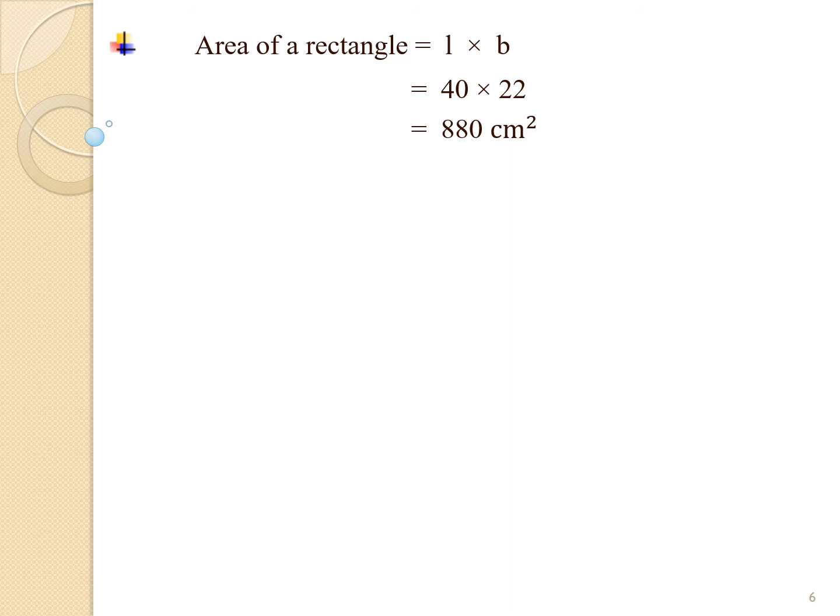Students, since 961 is greater than 880, thus square encloses more area than rectangle.